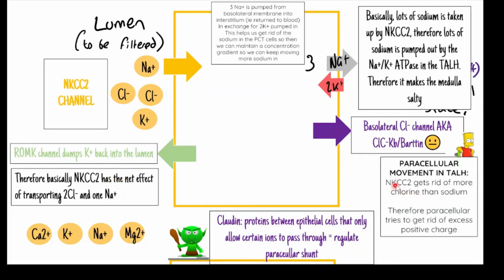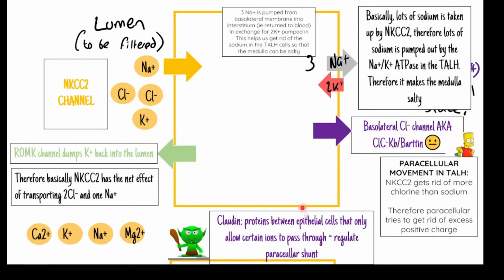Okay, so to summarize paracellular movement: NKCC2 gets rid of more chloride than sodium. Therefore, the paracellular route tries to get rid of the excess positive charge by taking the calcium, potassium, sodium, and magnesium. Basically, NKCC2 removes more negative than positive charge, leading to a buildup of positive charge. This essentially causes the paracellular movement, via tight junctions, of positive ions such as calcium, magnesium, potassium, and also a little bit of sodium as well.